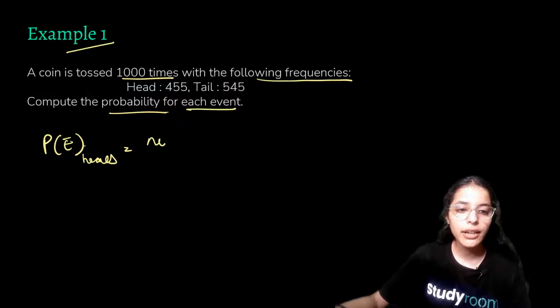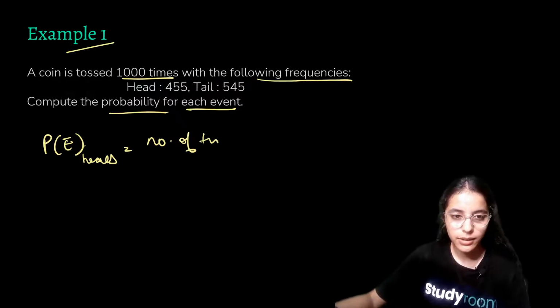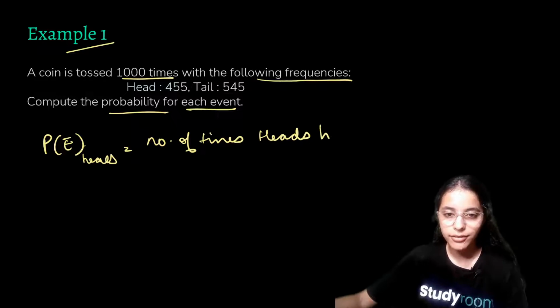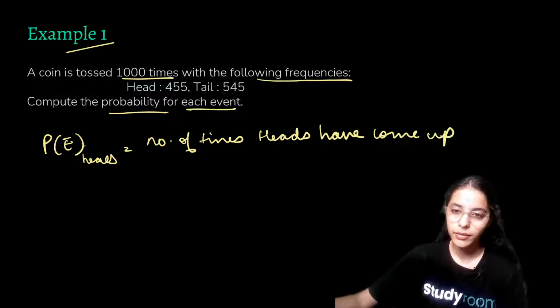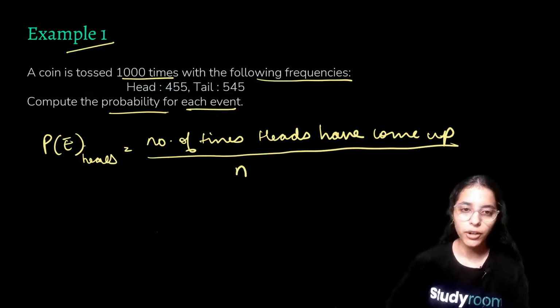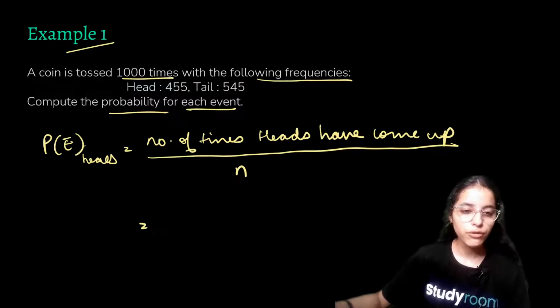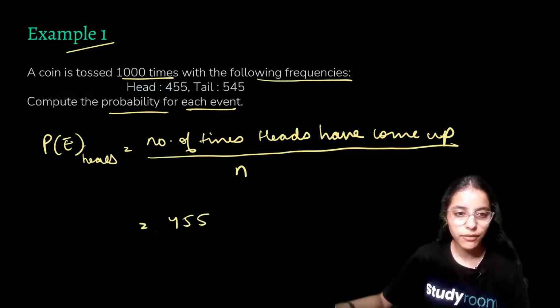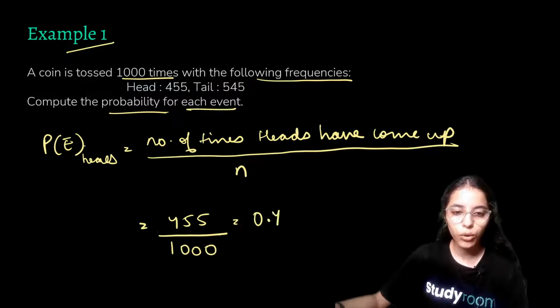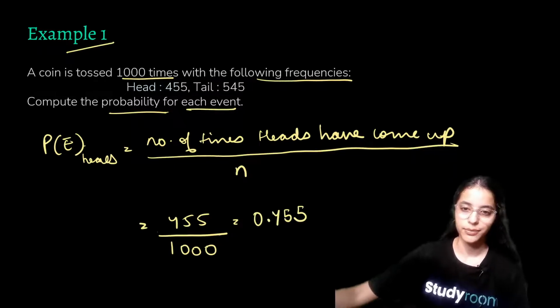So, we'll have the number of times heads have come up divided by the total number of trials, right? So we have 455 divided by 1,000, and which will come out to be 0.455.